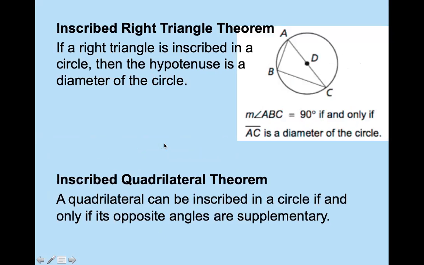If we have a right triangle inscribed in a circle, meaning all vertices are on the circle, then the hypotenuse of that right triangle has to be the diameter of the circle. So it says the measure of angle ABC equals 90 if and only if AC is a diameter of the circle. That's the only way you can fit a right triangle inscribed in a circle. We can also inscribe a quadrilateral. If a quadrilateral is inscribed in a circle, then the opposite angles are supplementary.